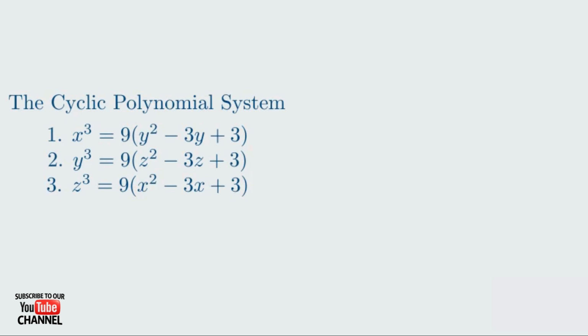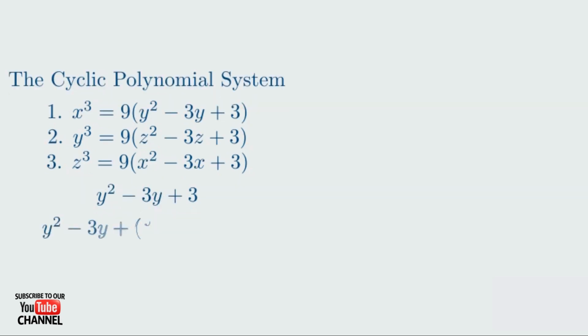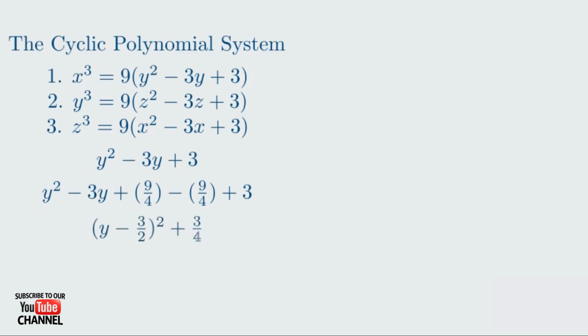Look at the right side of the first equation, the quadratic term. Consider the expression y squared minus 3y plus 3. We can complete the square to understand its behavior. We take half the middle coefficient, which is negative 3 halves, and square it to get 9 quarters. We add and subtract 9 quarters. The first 3 terms form a perfect square. This simplifies to y minus 3 halves, all squared, plus 3 quarters.